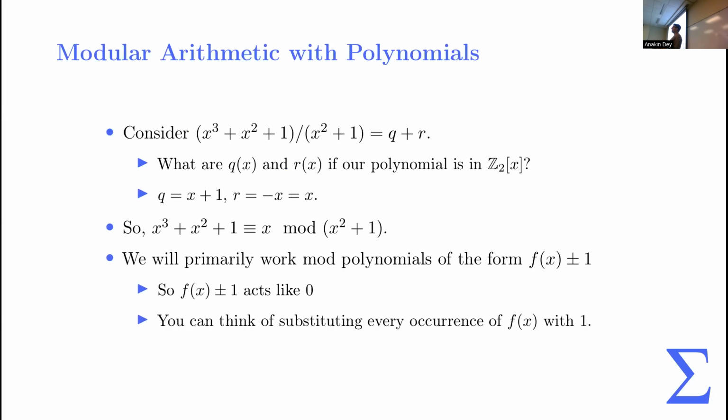Also, for the rest of the slides, and just in general, when we're talking about cyclic codes, we're going to be working with polynomials in the form f of x plus 1, where f of x is just some function. So f of x plus 1 acts like 0 because we're doing modulo. You can think of it as substituting every occurrence of f of x with 1. If we did that here to get the remainder, we'd replace this x squared with 1. 1 plus 1 would cancel out to 0 because we're mod 2 still. Then we'd replace the x squared inside of the x cubed with 1. So we're left with 1x, which is the remainder. That's usually a nice way to do these problems quickly, because we're almost always going to be working with stuff that's mod something plus or minus 1.